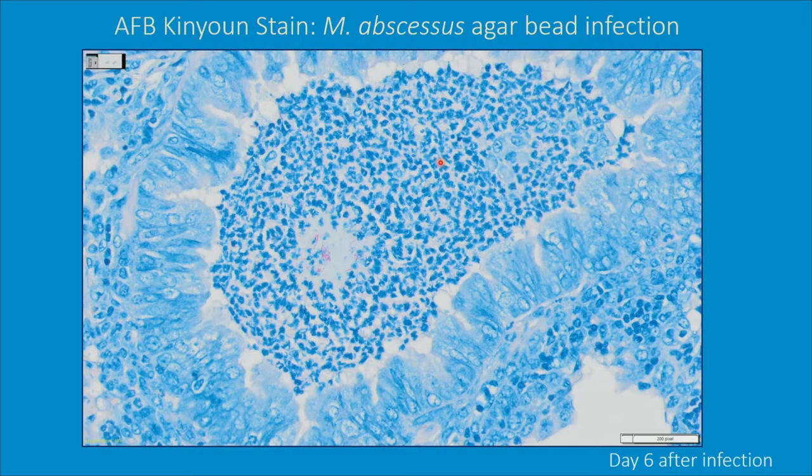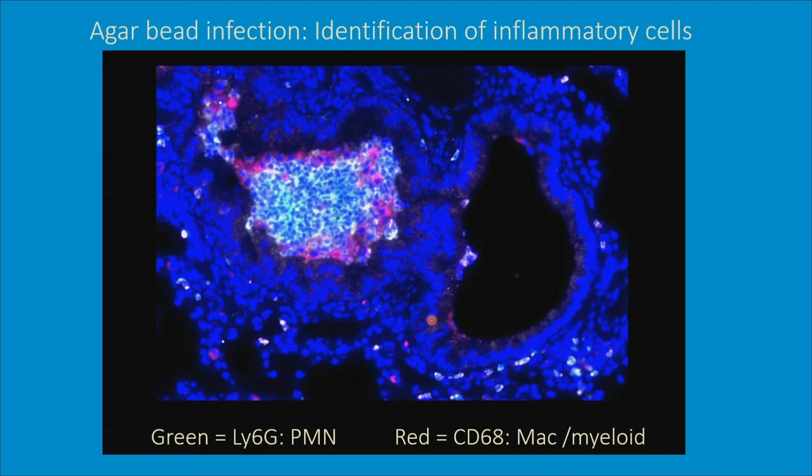This is a different section of a different lung with a patent airway and a clogged airway. The blue is DAPI, the nuclei of the cells. Green is Ly6G, which marks our neutrophils. And red is CD68, which is a pan-macrophage marker. So you can see both macrophages and neutrophils have been recruited into the airways, and we're in the process now of trying to show whether those macrophages are in fact recruited from the blood.